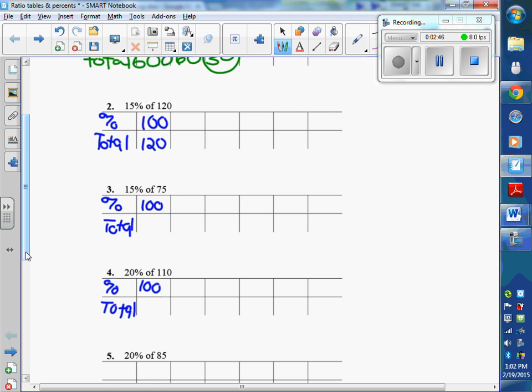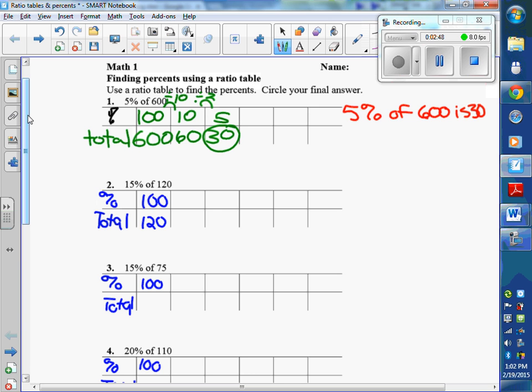Alex. For the first one, all I did is I thought 5% of 300 was 30, so I just added another 30 to get 60. Yeah, right. So you want to try to find a way that you can always get there correctly. Ethan? I did something a lot different. What'd you do? There's lots of ways to do this.